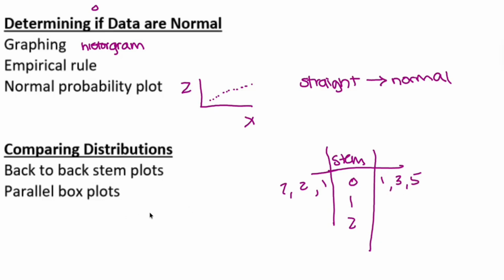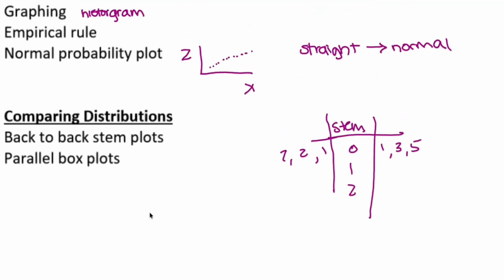And for a parallel box plot, you adjust the screen on your calculator to have two box plots fit in one screen, and therefore you can compare how the mean for each box plot relates to each other, and how the IQR or min and max, etc. compare.